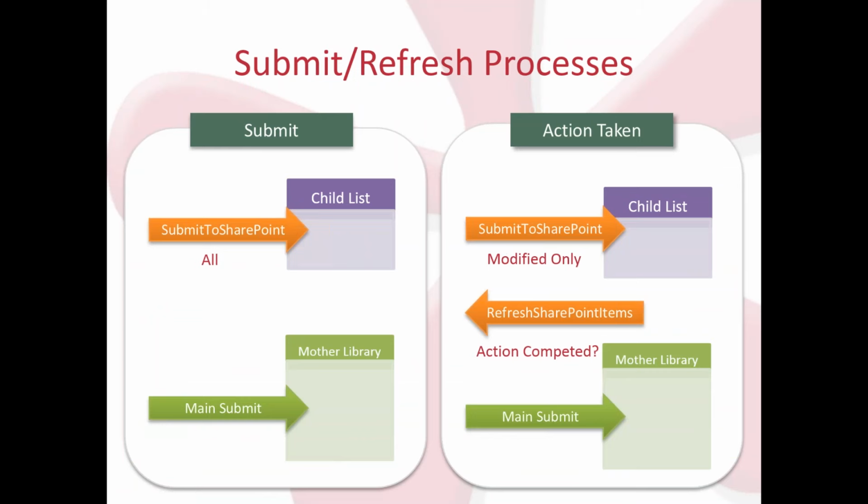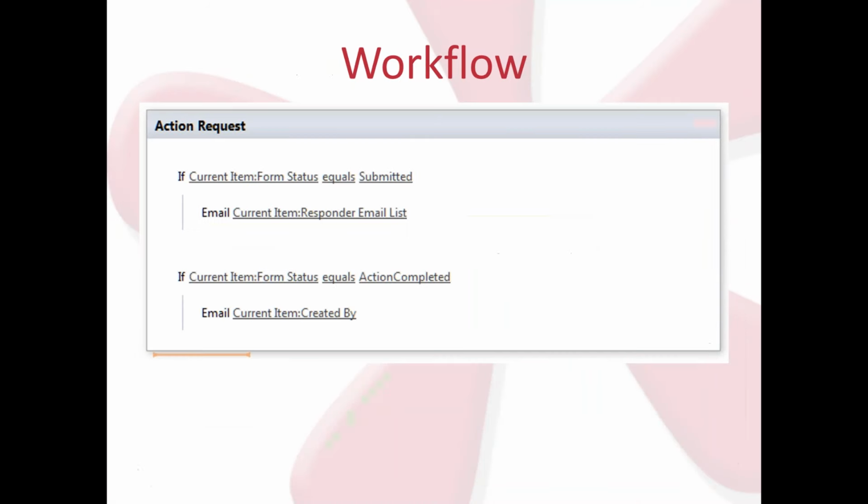So this is a kind of diagram of what I did. In the case of submit, I use submit to SharePoint as usual. So it submits every column, every action item I registered to the child list, and I submit the main list. But when I take action, I use submit to SharePoint for modified only. Then after that, using refresh SharePoint item, I get others' feedback or other items that were submitted by others. Then I can check how many actions are completed and can modify the status in the mother library. That's the major idea.